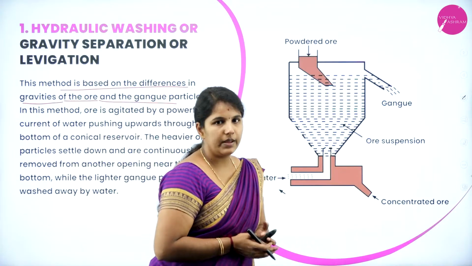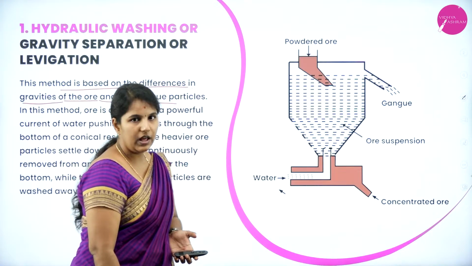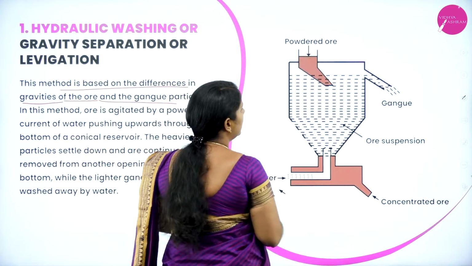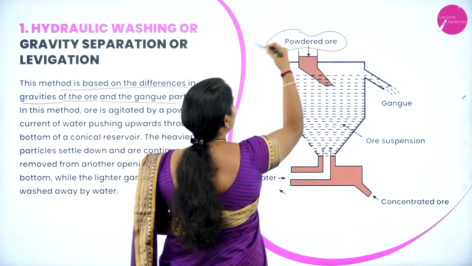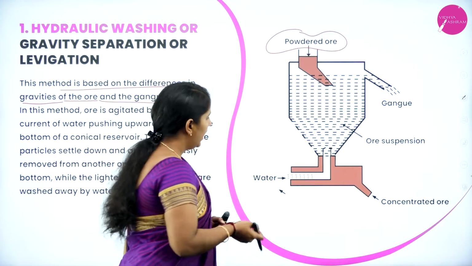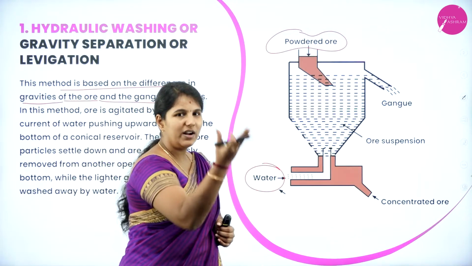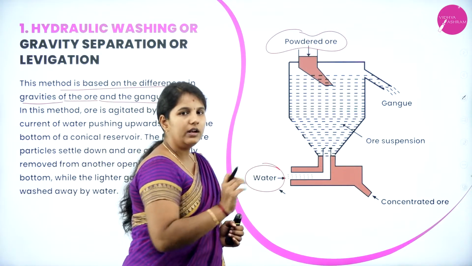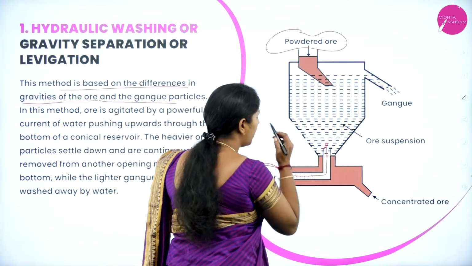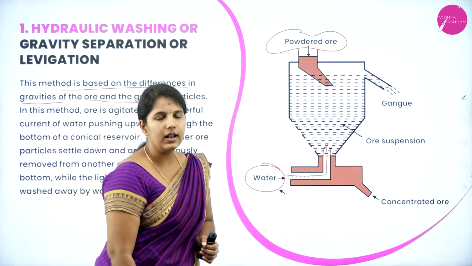How do they do this method? First of all, they will consider a conical reservoir. At the top, they put the powdered ore, that is the crushed and ground ore. At the bottom, they provide water in an upward direction. The water moves in the upward direction, while at the same time the powdered ore is filled in the conical reservoir.